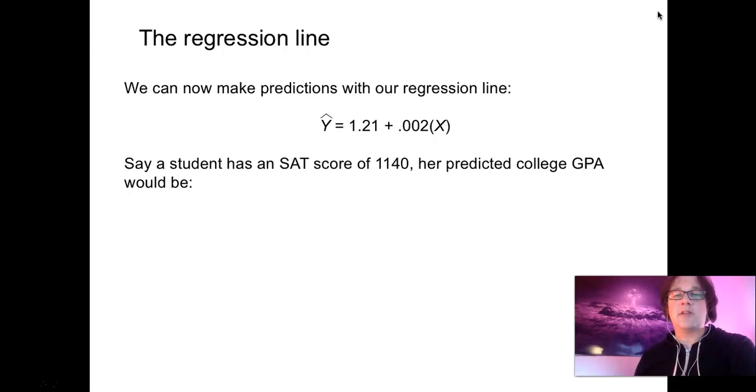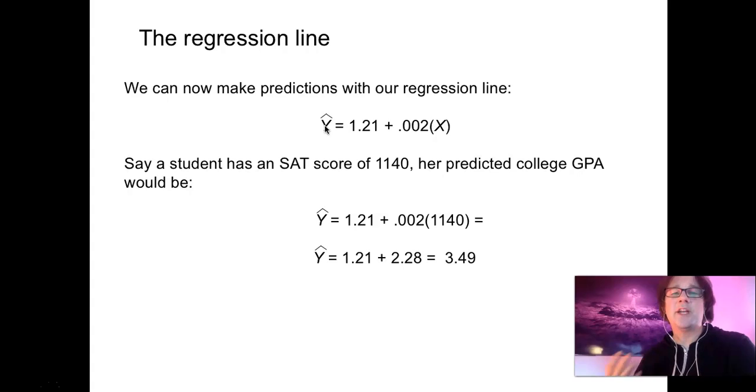So let's say a student has an SAT score of 1140. What would her predicted GPA be? Well, all we have to do is plop in 1140 where that X is, and whatever we get out is going to be the predicted GPA. So we plop in 1140, and we get a predicted GPA for this student of 3.49. Pretty good, right? Good for her.